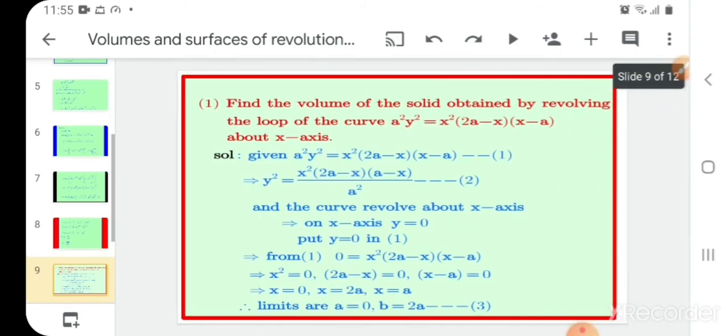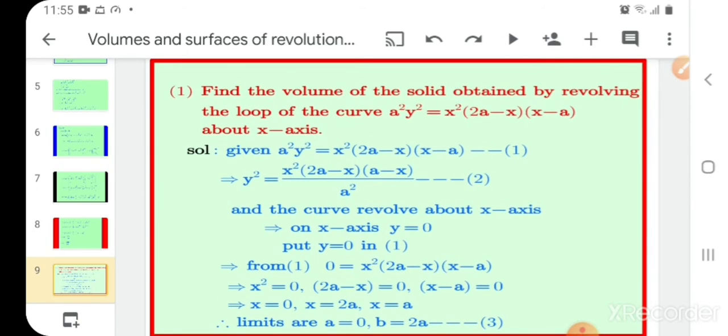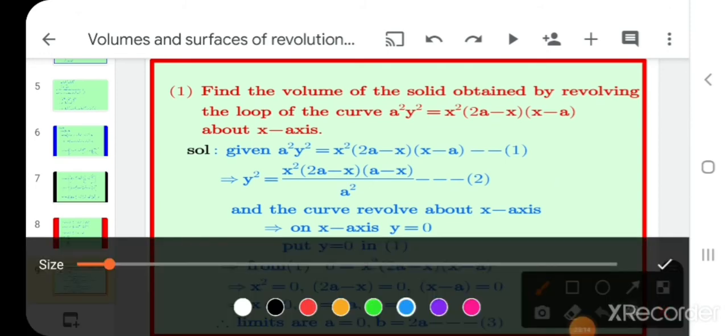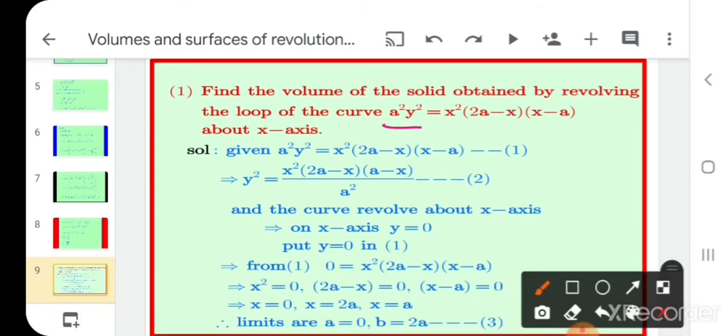See, next one. Find the volume of the solid obtained by revolving the loop of the curve a square y square equals x square into 2a minus x into x minus a about the x-axis. Okay, here also the curve revolves about the x-axis. So we use the same formula.